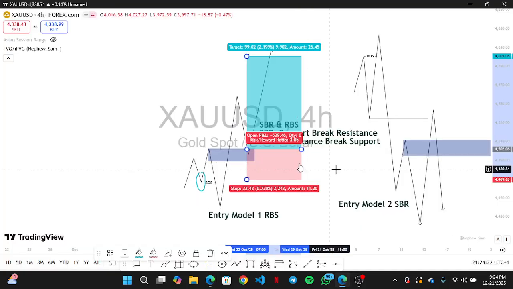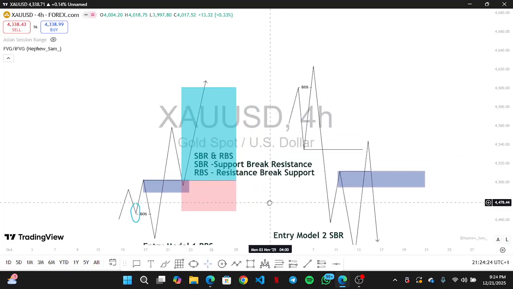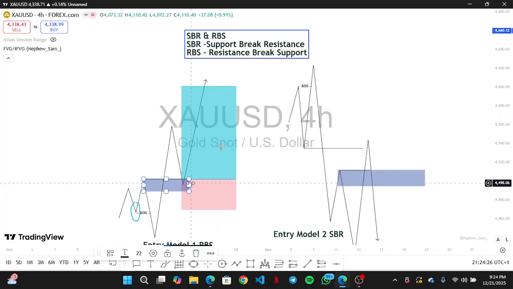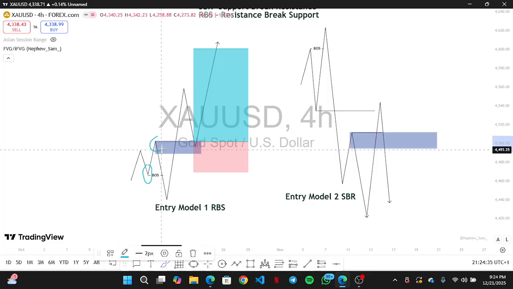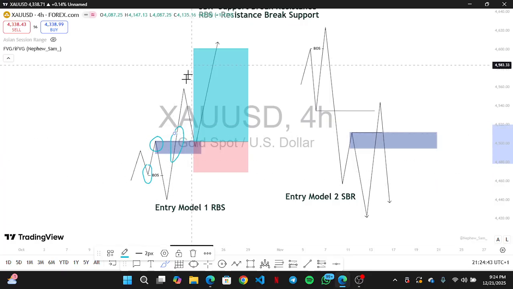Then the next thing I told you guys, RBS. So this is RBS, resistance here, resistance break. This is the break here. This entire zone failed to hold. Price shot up, broke it, and then this resistance turned to support.